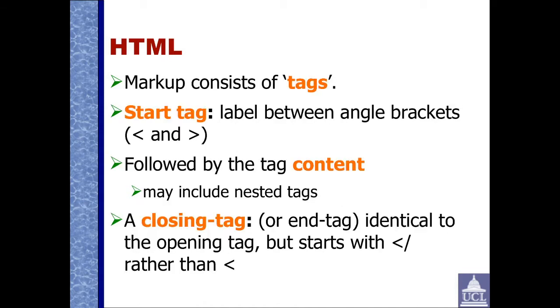Now, in HTML, just as in XML, markup consists of tags. We have start tags, which are between the angle brackets, the less than and greater than. We then have some content of the tag, and that may include nested tags. And then we have a closing tag, or end tag, identical to the opening tag, but has less than slash instead of just less than, and that shows that it's a closing tag.